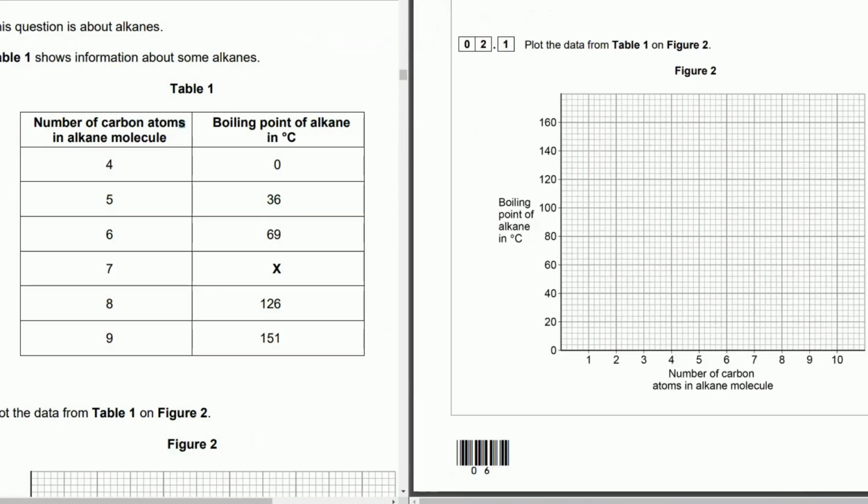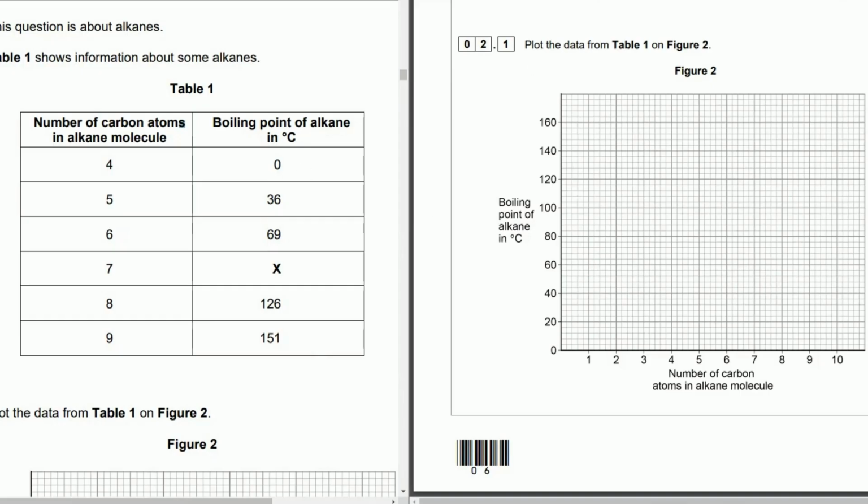Right, this question is about alkanes. It shows information about some alkanes. Number of carbon atoms in an alkane molecule in the first column of this table: 4, 5, 6, 7, 8, 9. Boiling point of alkane in degrees Celsius: 0, 36, 69, a missing number, and for 8 carbons it's 126, 9 is 151. Plot the data from table 1 on figure 2 on the graph. So let's go ahead and do that.